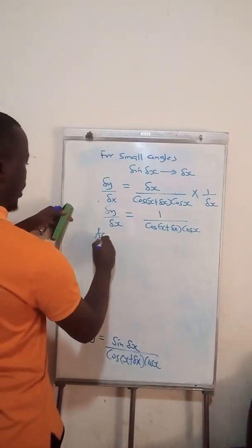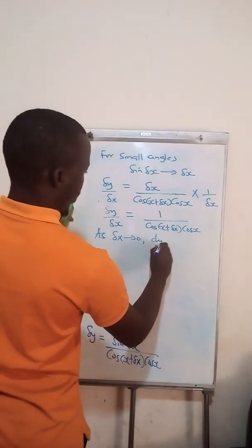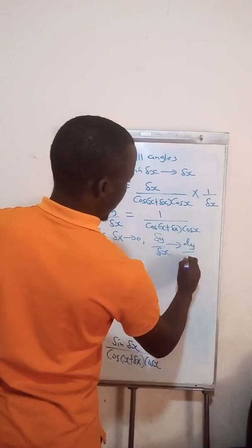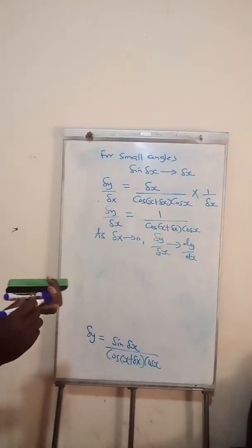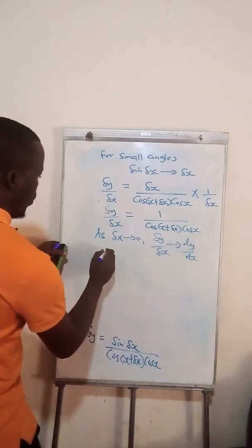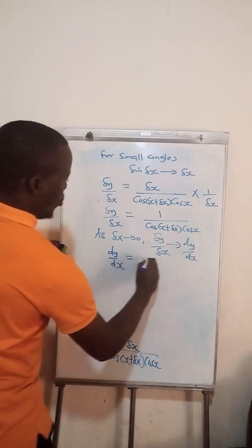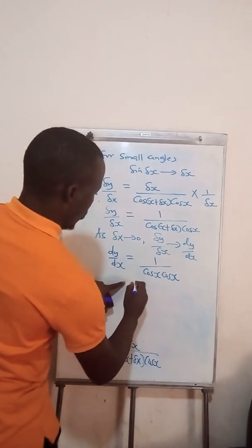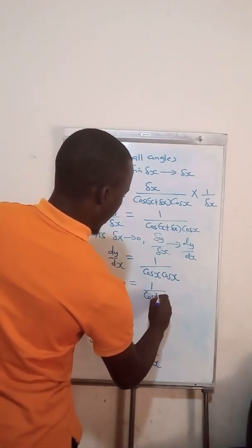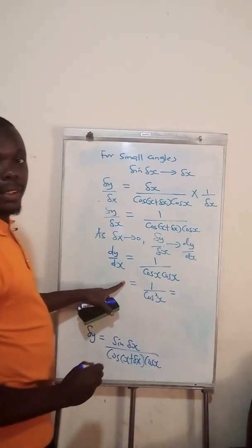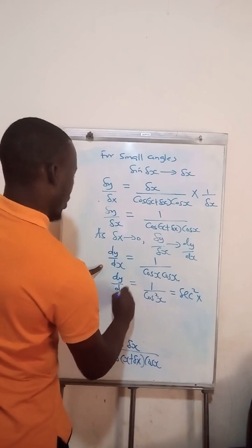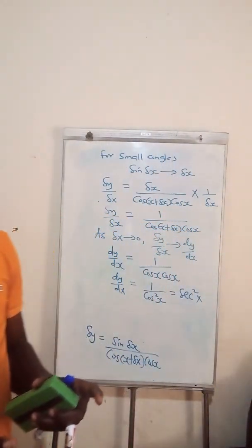Then now we say as delta x tends to 0, what do we expect? We expect delta y out of delta x to tend to dy dx. And if it is true, then it means dy dx now becomes 1 divided by cos of x times cos of x. And this comes to 1 over cos squared x. But we all know that 1 over cos squared x is the same as sec squared x. So this becomes sec squared x, and that will be our dy dx. Now what does it mean? It means that right from today, we should know that when you differentiate tan x, you get sec squared x.